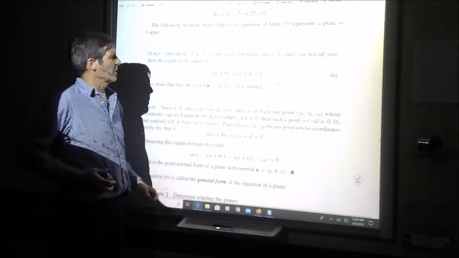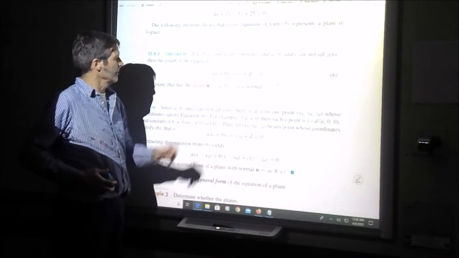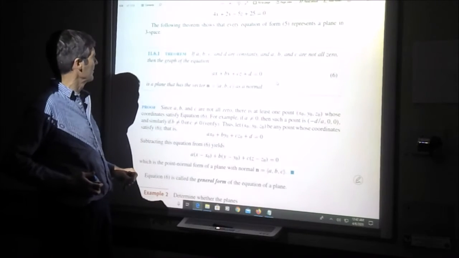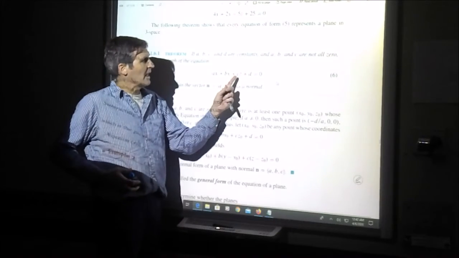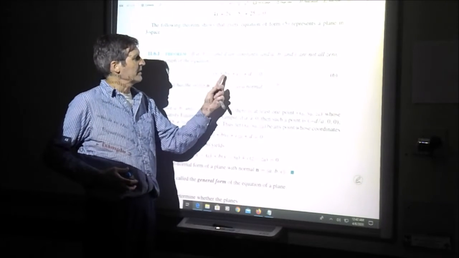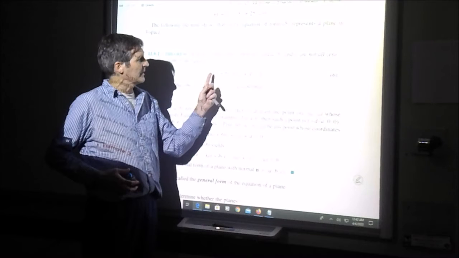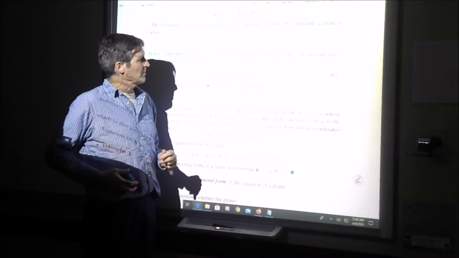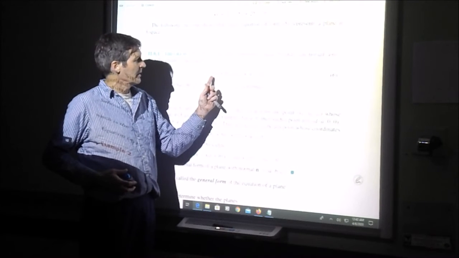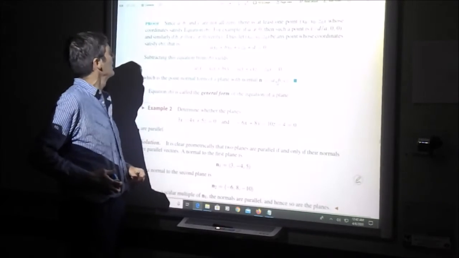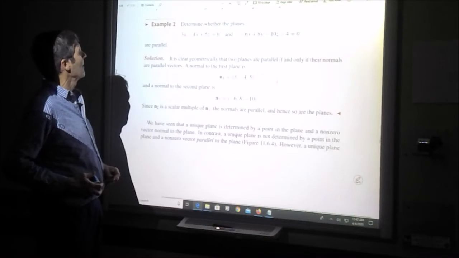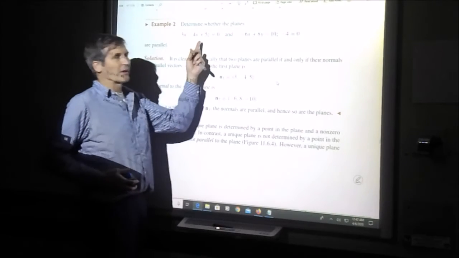Here's the theorem we just wrote about the general standard form for an equation of a plane. Because we derived this from the point normal form where a, b, and c were the coordinates of the normal, you immediately infer what the normal vector is of this plane. It has components a, b, c, or any multiple thereof, any non-zero multiple. So, you can do something like this very easily.